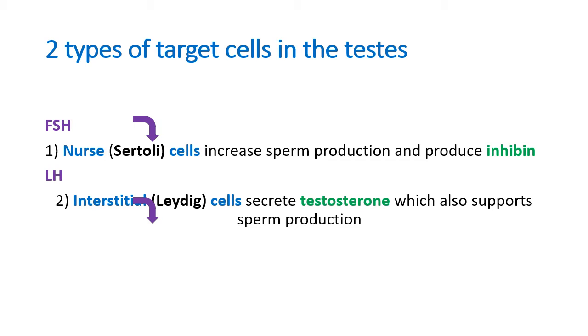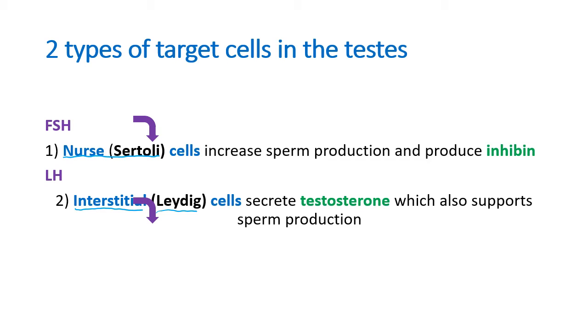So two different processes going on here, which means that we're going to have two different sets of cells involved in this process. So FSH is going to go down and stimulate our nurse cells, or Sertoli cells, traditionally called. Interstitial cells are going to be stimulated by LH, also known as Leydig cells.